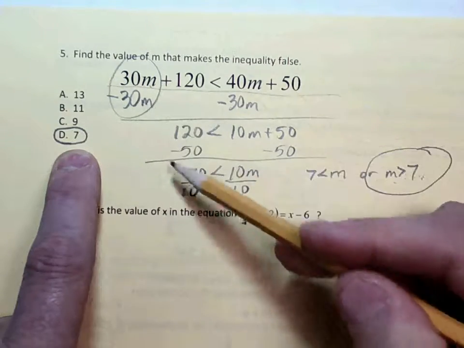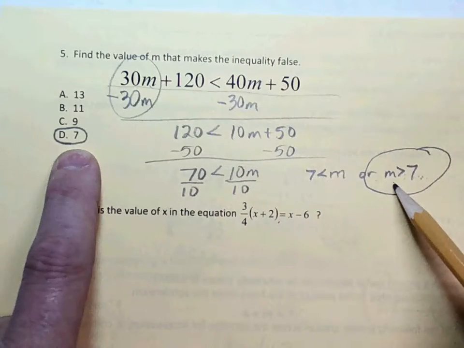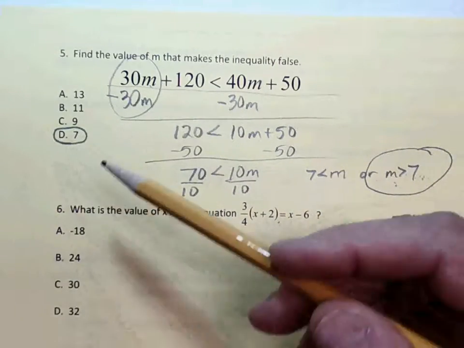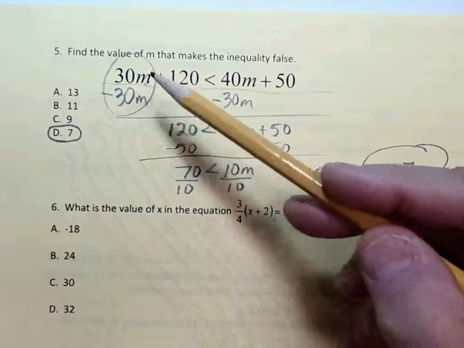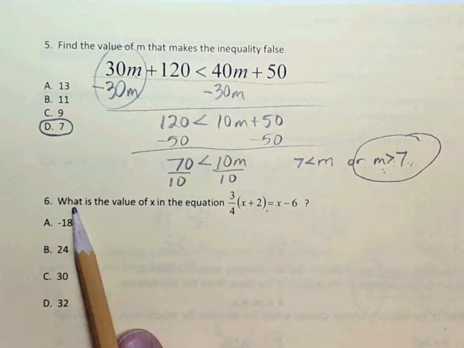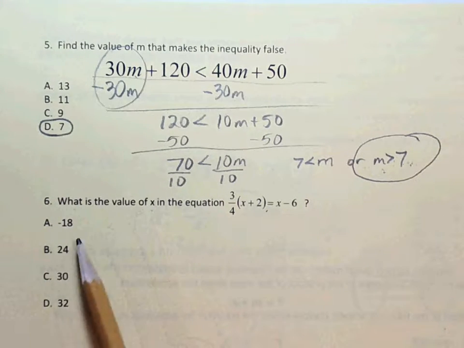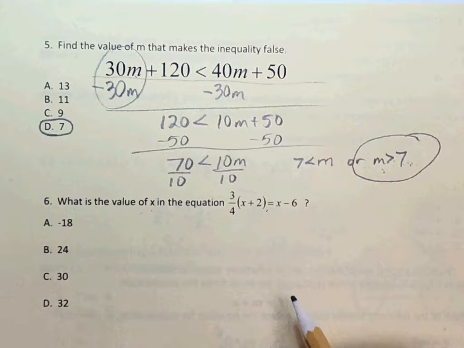Okay? We want you in algebra to be able to solve and get a simplified expression. When all else fails, if they give you a number, you can plug it in and see which one works. So number 6, what is the value of x in the equation? Essentially, which one makes it true?